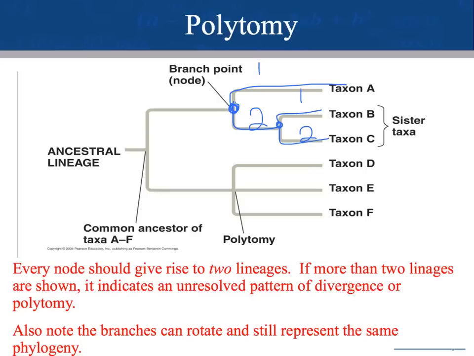When you have a situation where you have three different lineages coming off of one branch point or one node, like we have here with 1, 2, and 3, then we have a situation called a polytomy. So a polytomy is what happens if more than two lineages are shown off of one branch point. And this just tells us that there is an unresolved pattern of divergence. We're not really certain who came from whom. So, in other words, this is still a hypothesis at work. This would be a cladogram.